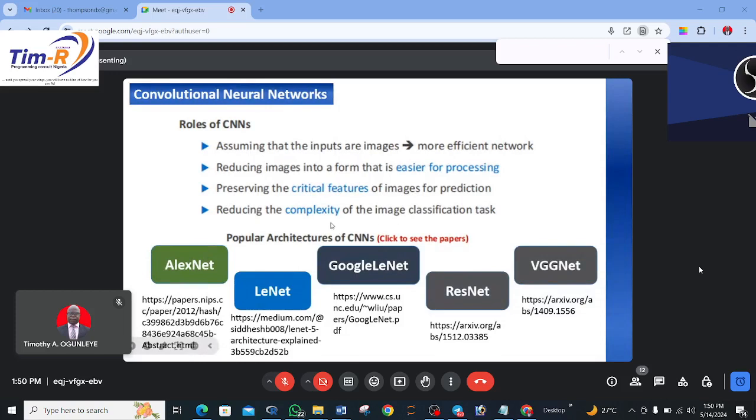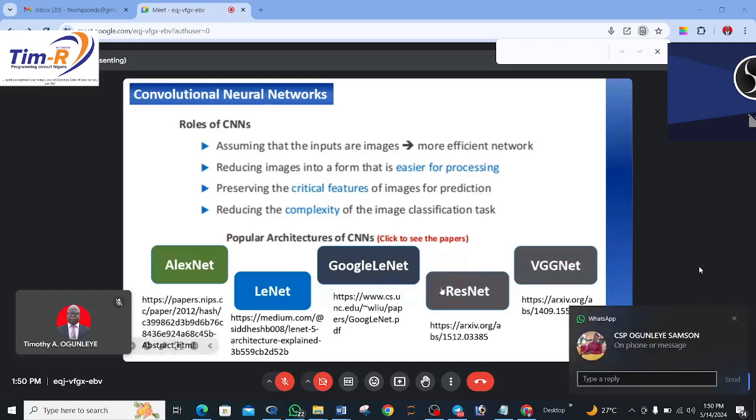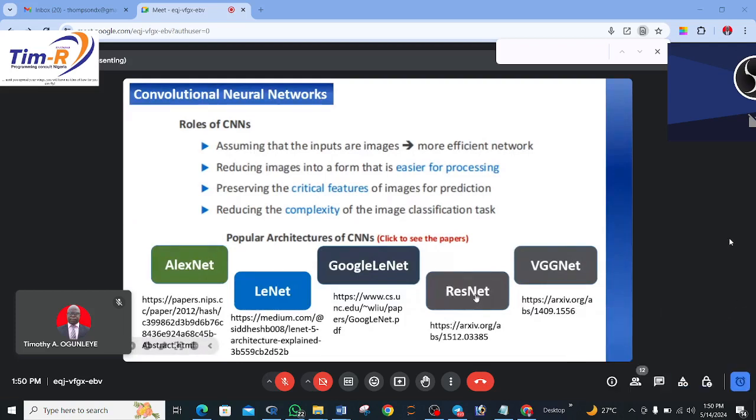The popular architectures are AlexNet, LeNet, GoogLeNet, ResNet, and VGGNet. The one that is most used for CNN is the ResNet, followed by the VGGNet. So these two are used more often.